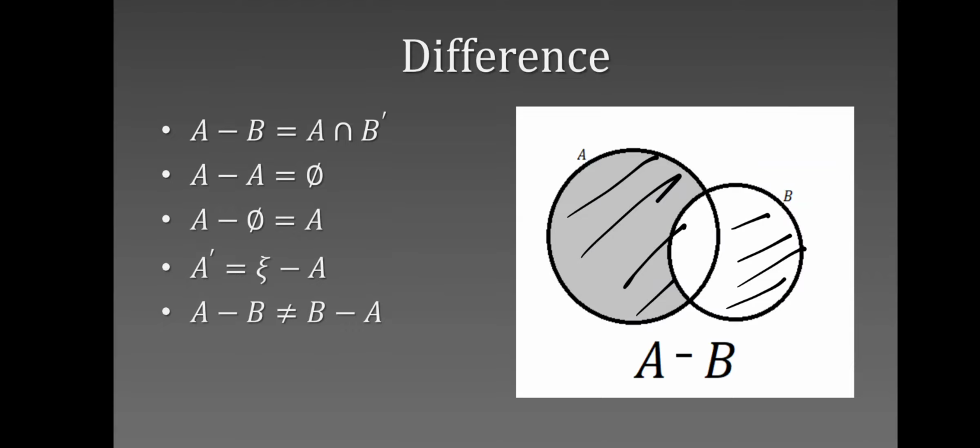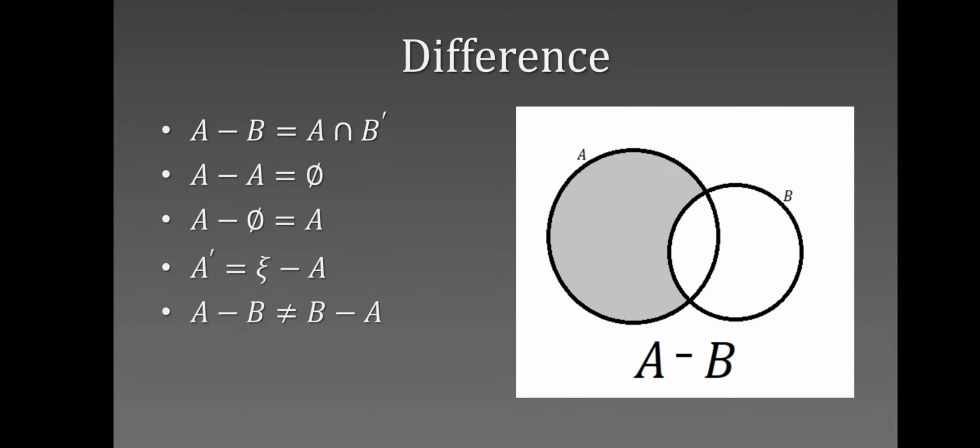And for the same reason, you can also check that it doesn't hold associativity as well. So A minus (B minus C) is definitely not equal to (A minus B) minus C. So these are the basic properties of the different operations on sets. Now let us understand this by solving some problems.